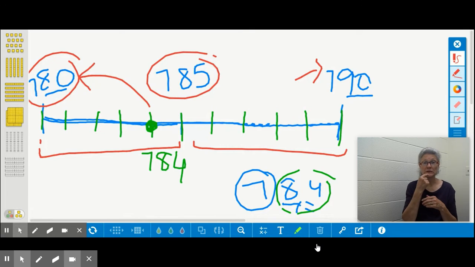So when it says round 784 to the nearest tens number, I would say the closest is 780.